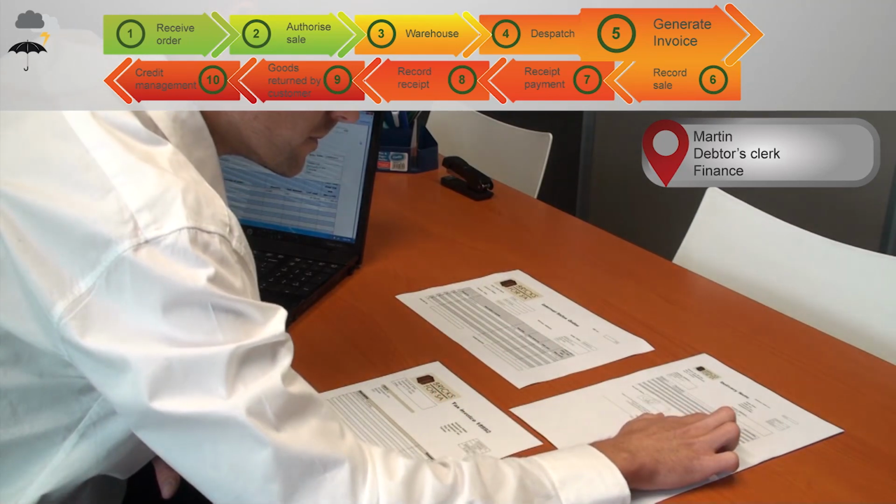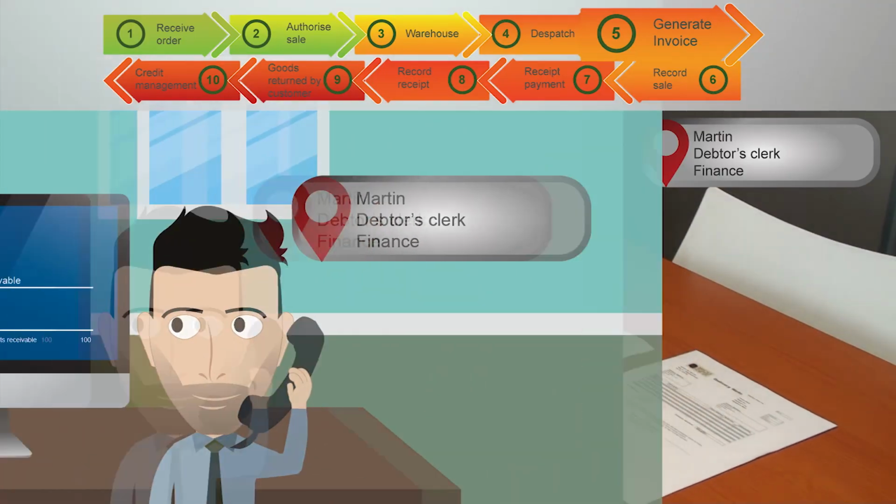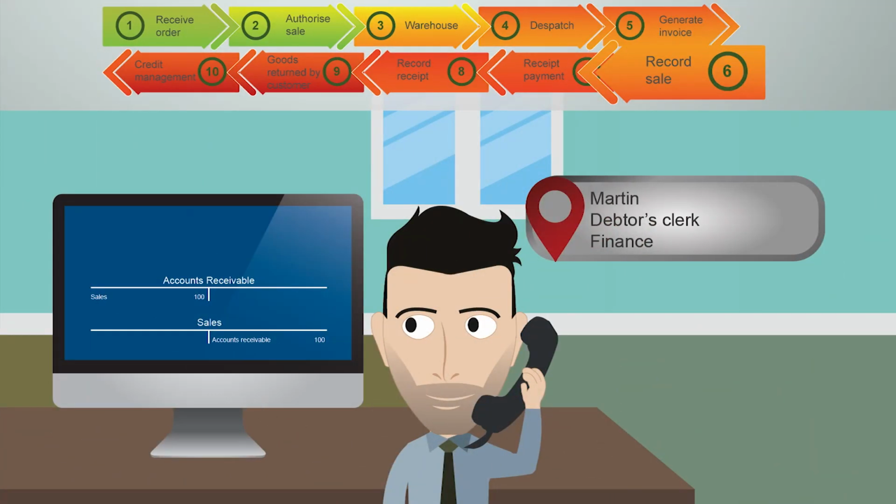Now that you have a better view on how we generate invoices, let's take a look at step 6, where we record the sale.